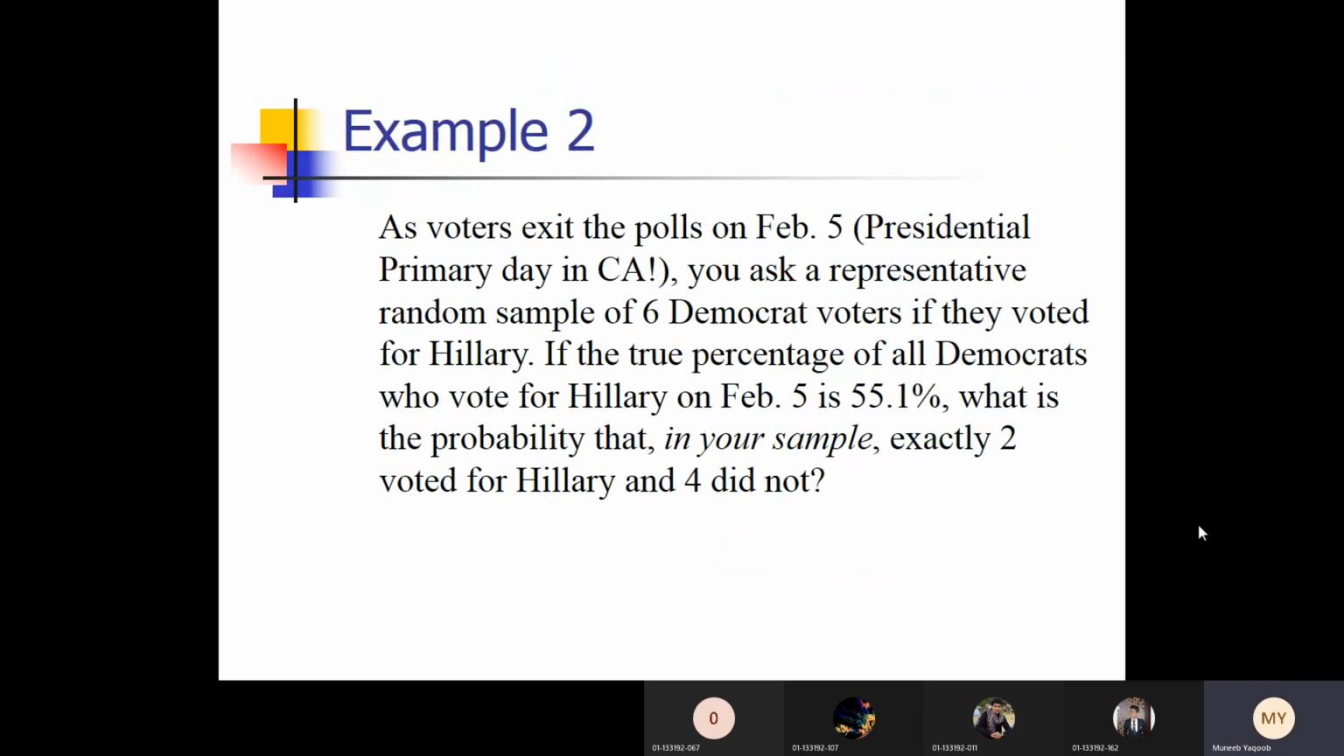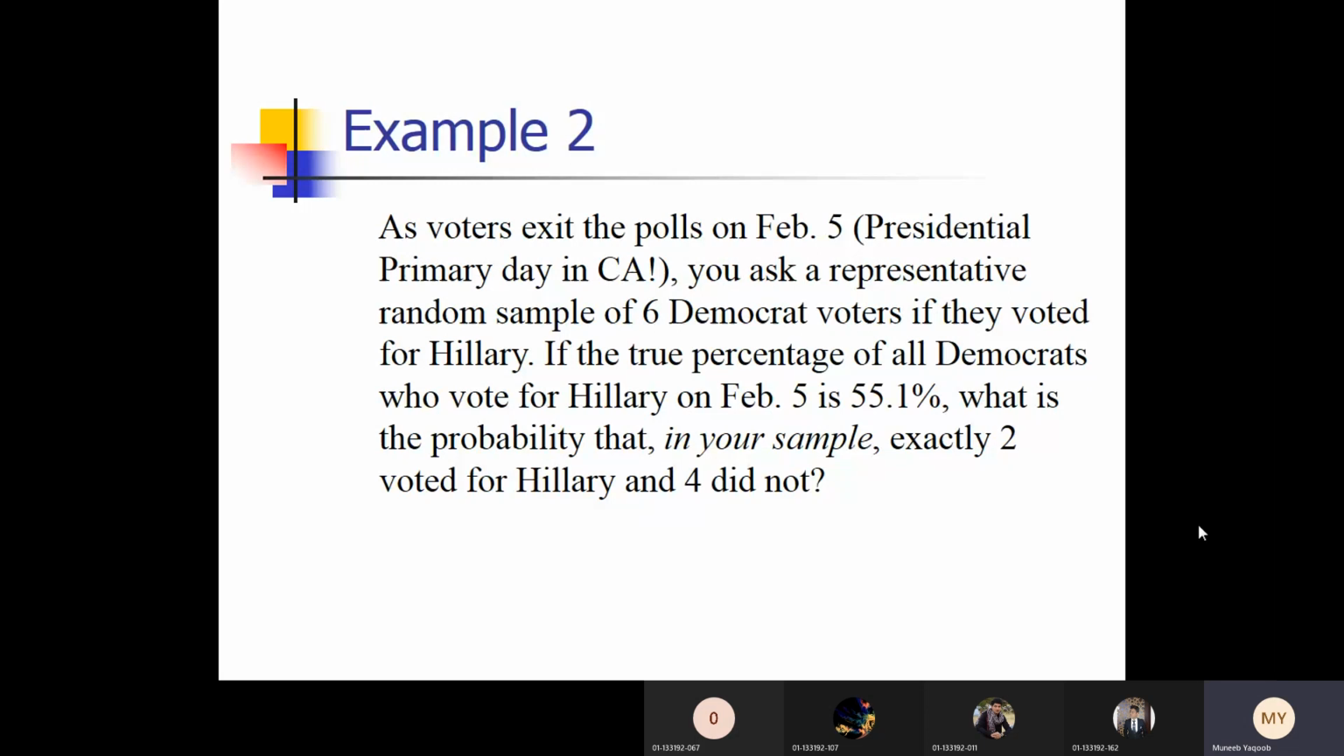Now coming to the second example related to binomial distribution. Here the question is that in a presidential election in USA, 6 voters are interviewed and they are asked whether they will vote for Mrs. Clinton or not. So now they are interested in the probability that out of the 6 voters, exactly 2 voters had cast their vote for Mrs. Clinton.